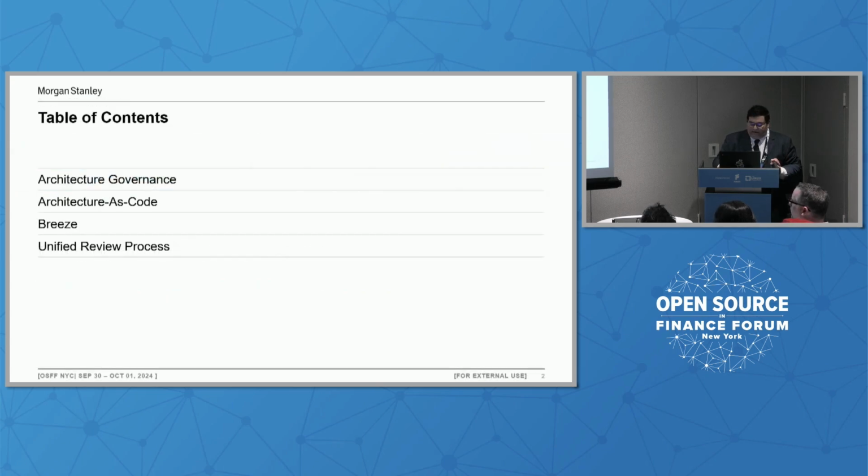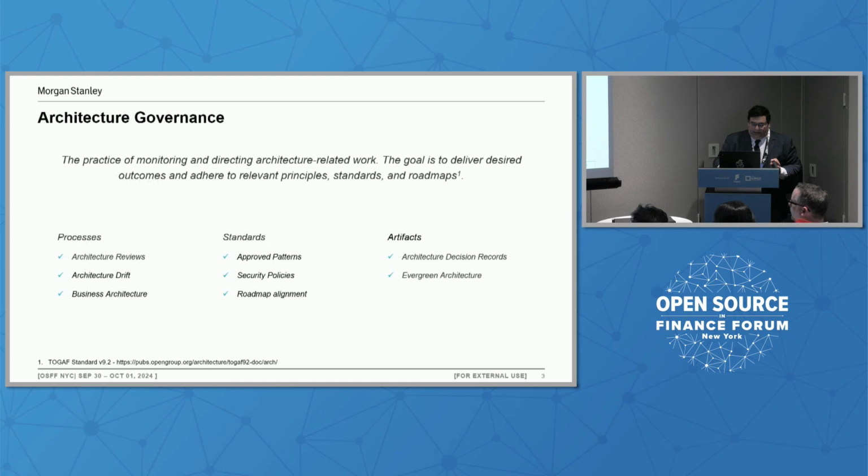So I'll go over a few things. First is when we talk about architecture governance, what is architecture? And then we'll talk about what is architecture governance. But architecture governance is really the practice of monitoring, and this is the definition from TOGAF, and each word really adds a lot of value.